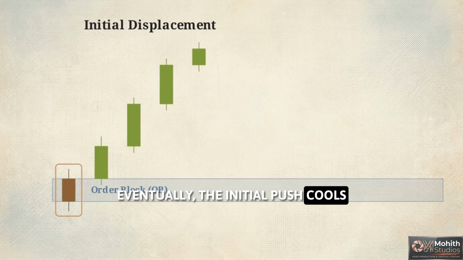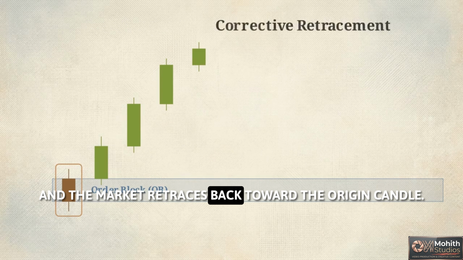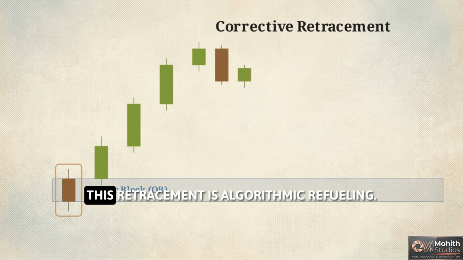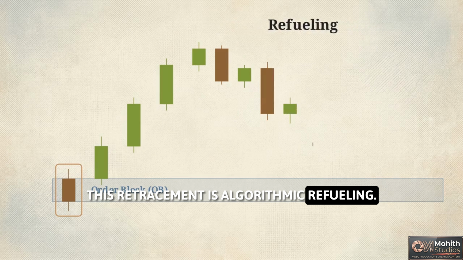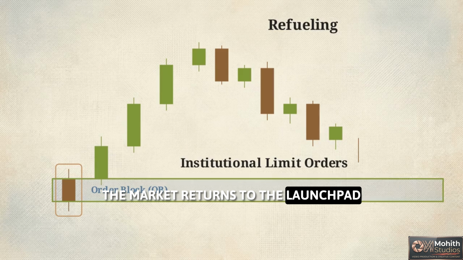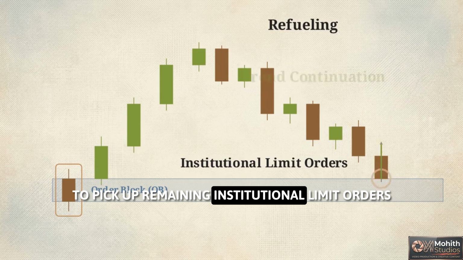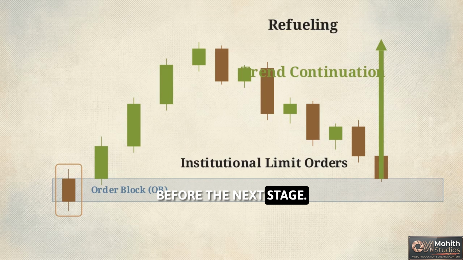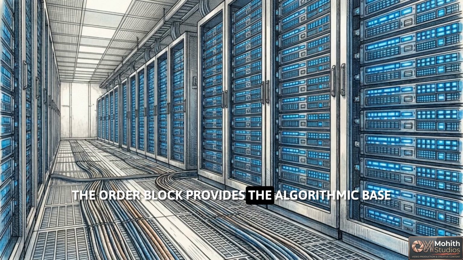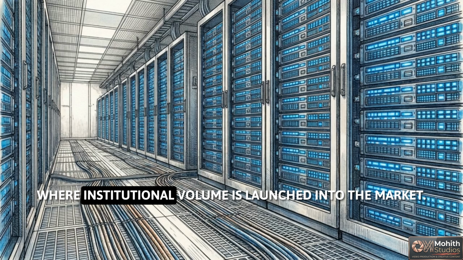Eventually, the initial push cools, and the market retraces back toward the origin candle. This retracement is algorithmic refueling. The market returns to the launchpad to pick up remaining institutional limit orders before the next stage. The order block provides the algorithmic base where institutional volume is launched into the market.